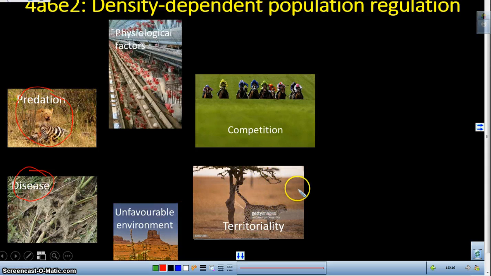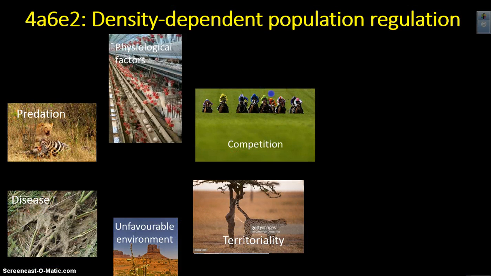Territoriality. Now, I like this image here because it's showing how this cheetah marks its territory. There are chemicals inside the urine that allow the cheetah to tell other cheetahs in this area that, hey, this area belongs specifically to me, so you need to stay away. Therefore, it's going to regulate how large that population can become. The last one is competition. This isn't a great picture, but this is competition for resources, maybe not a horse race, but the fewer resources there are, obviously, that's going to regulate how quickly or how much the population can grow.